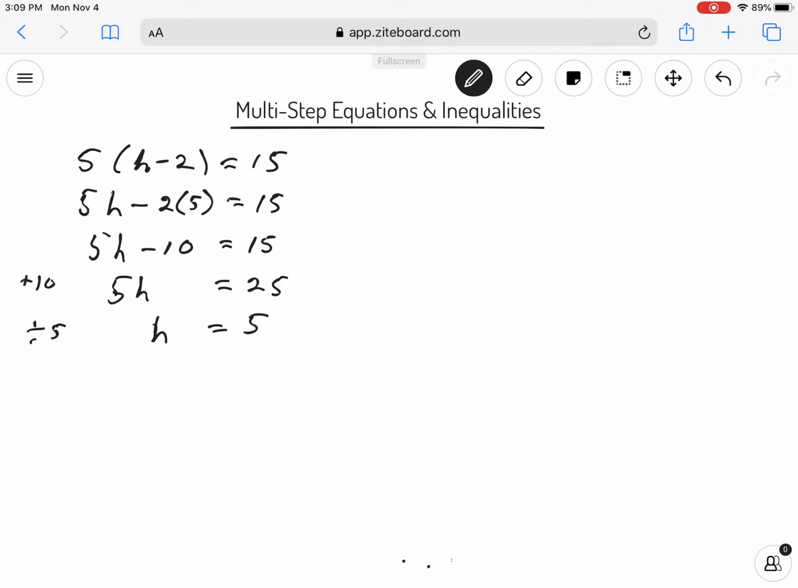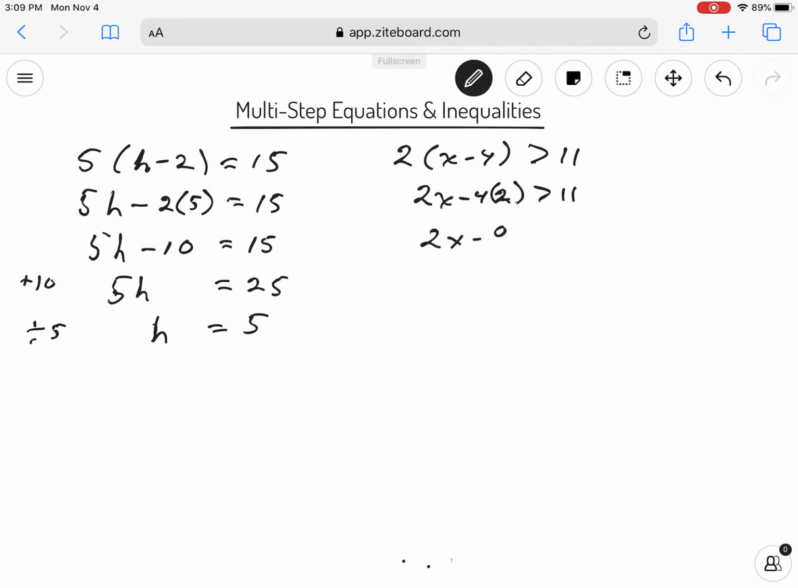Then we have an inequality. So I have 2 times x minus 4 is greater than 11. And basically it's the same thing. I want to multiply the x and the negative 4, both of them by 2. So I have 2x, and I have the negative 4 times 2. And that's all still greater than 11.